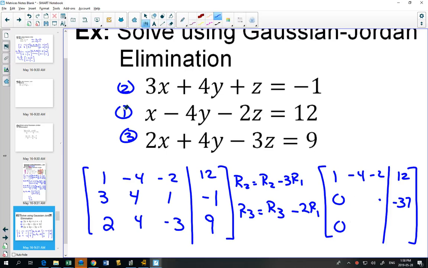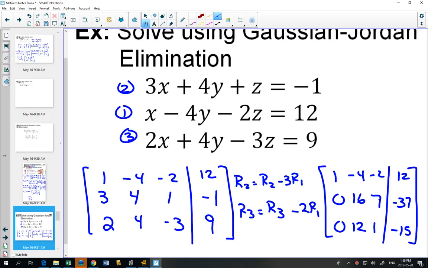Oh, I heard mumblings out there. 7, there we go. 6, 7, -37. Row 3, so this will be 8, this will be 12. And this will be 4 plus -3 will be +1. And 9 minus 24, -15. Did everybody get to this step?